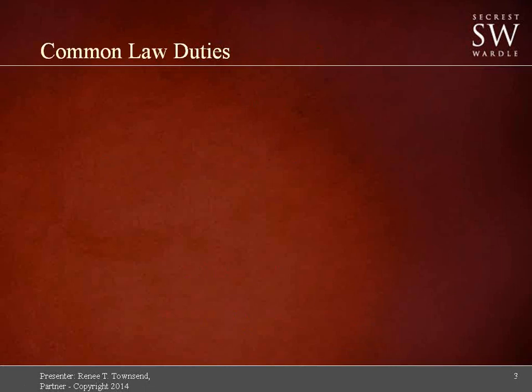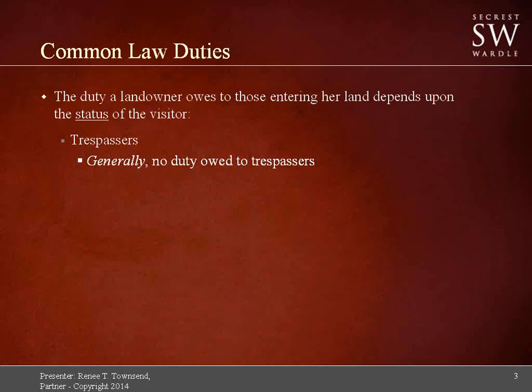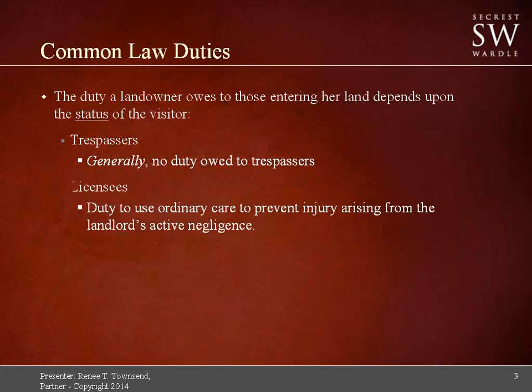We begin our journey with common law duties. The duty a landowner or possessor has depends on the legal status of the individual on the premises. There are three legal statuses recognized in Michigan, and we will begin with the simplest one: trespassers. There is generally no duty owed by a landlord to a trespasser. We will discuss the very limited duties later.